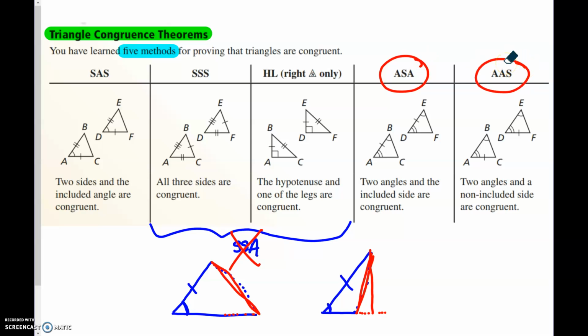Now what else we found out is that angle, angle, angle does not work, because we could have a little equilateral triangle or a big one. So just saying they're all 60 degrees does not make them congruent. It makes them similar, but they are not congruent.